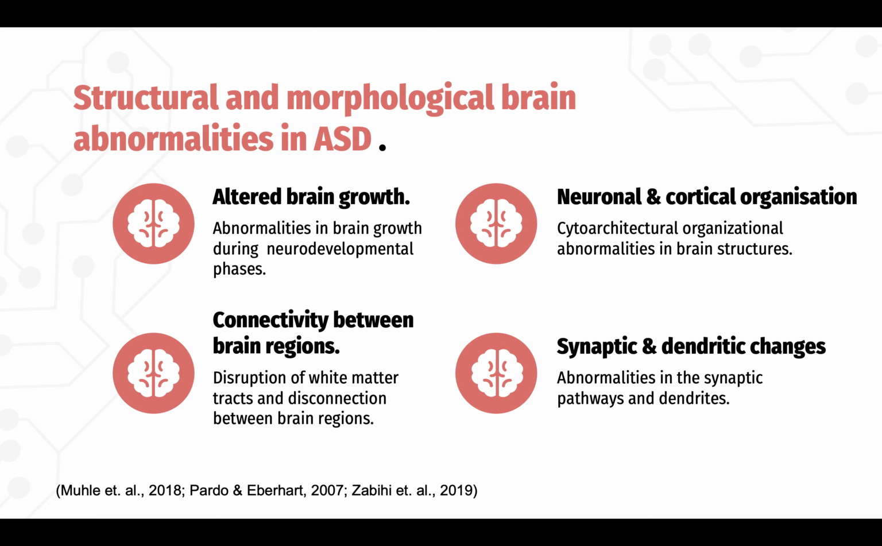Another abnormality seen is neuronal and cortical disorganization, which manifests as cytoarchitectural organizational abnormalities in brain structures including the cerebral cortex, cerebellum, and other subcortical structures. Connectivity between brain regions has also been seen to be disrupted, with several fMRI images of the brain conveying abnormal patterns of activation and synchronization across different cortical and subcortical regions, in addition to the disruption of white matter tracts involved in social function.